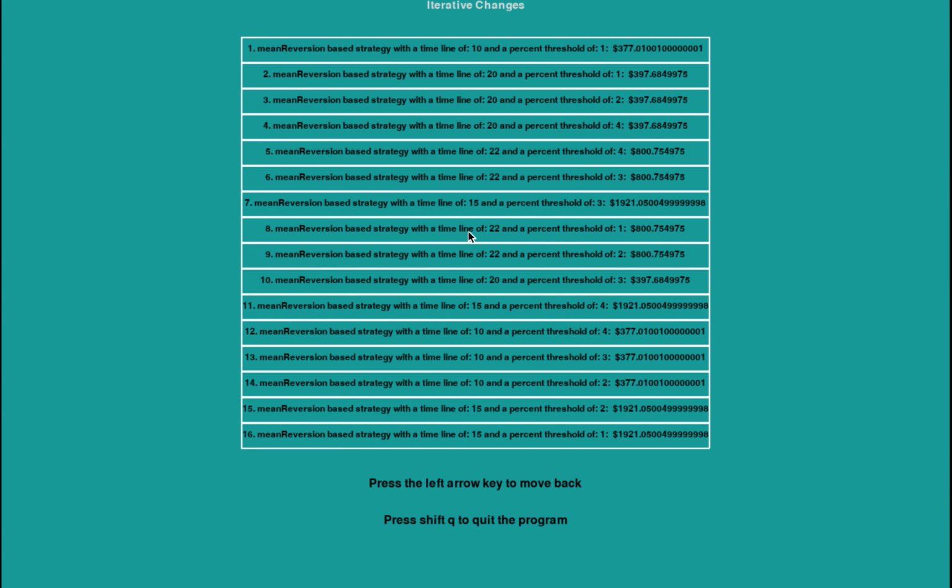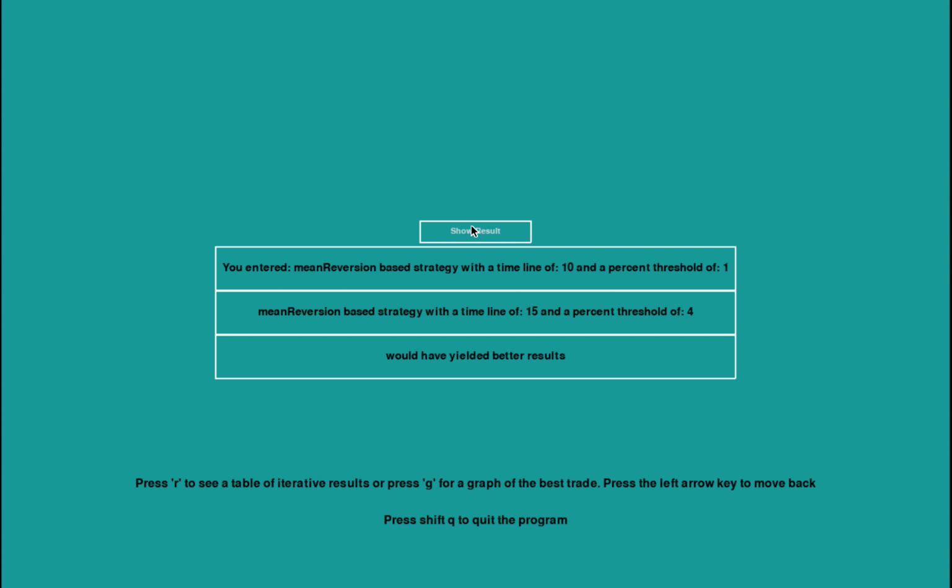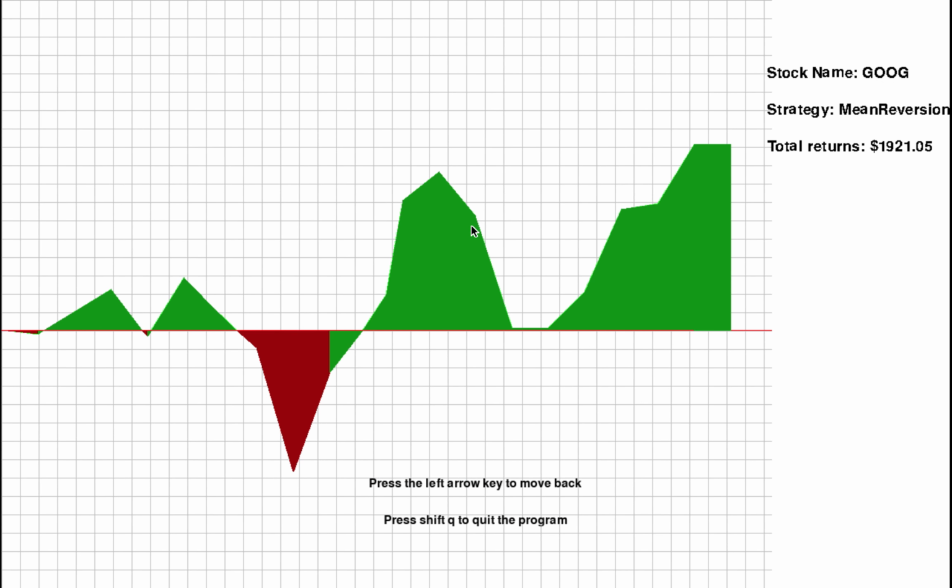If I want to hit R, I can see how it did that. Now I got there, and as you can see, the numbers have changed. Obviously, the strategy and the stock have changed, but also the parameters have changed that it believes are the most optimal. But at the end of the day, the mean reversion strategy with a timeline of 15 and a percent threshold of 4 yielded the greatest return. And we can see a graph of the mean reversion, which has $1,921.05, which is the return on that strategy.